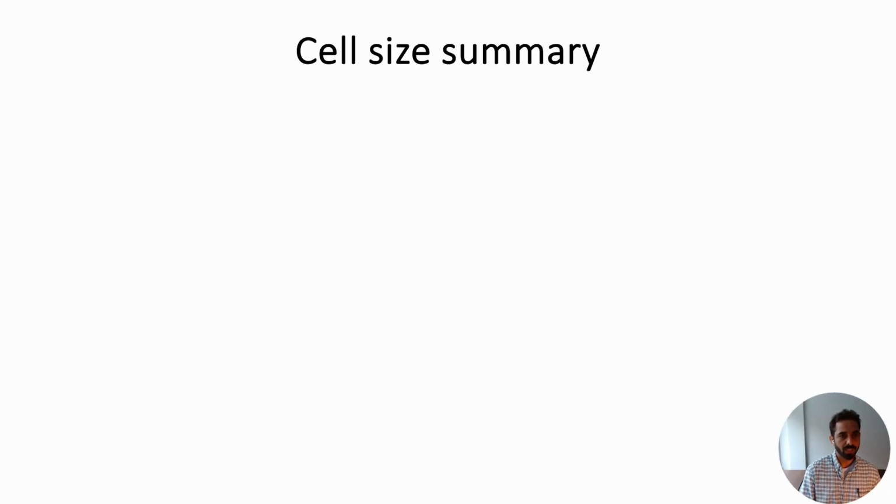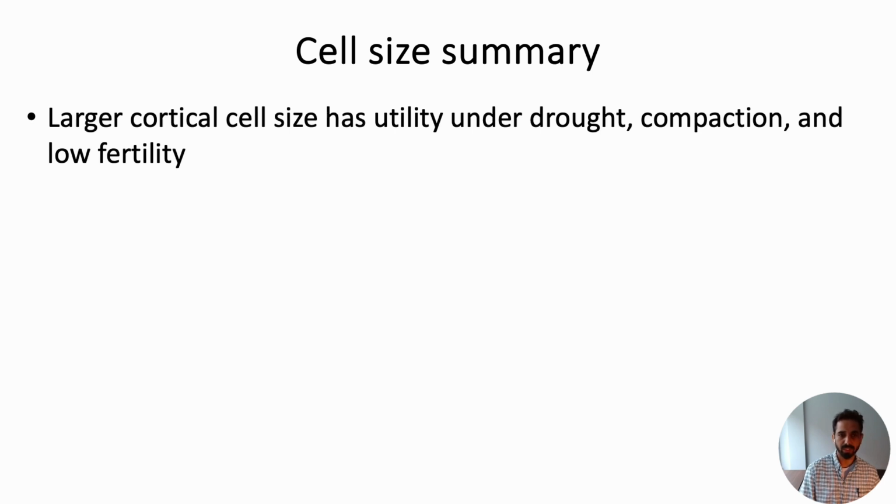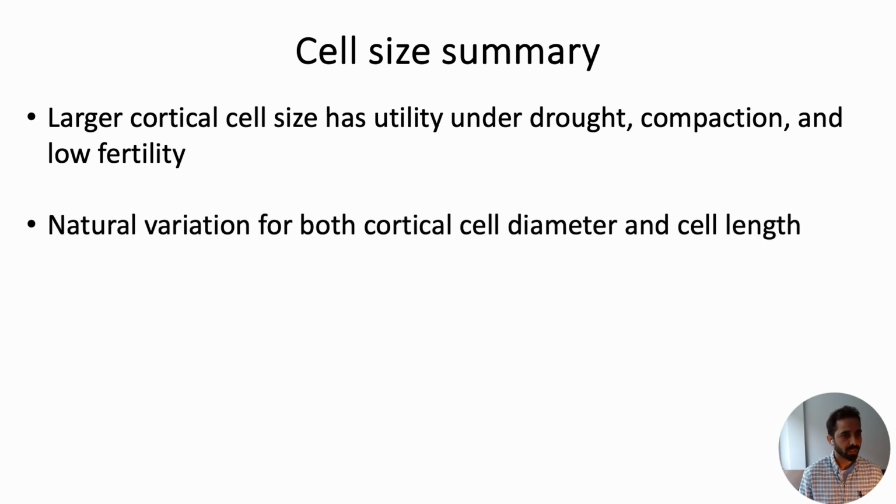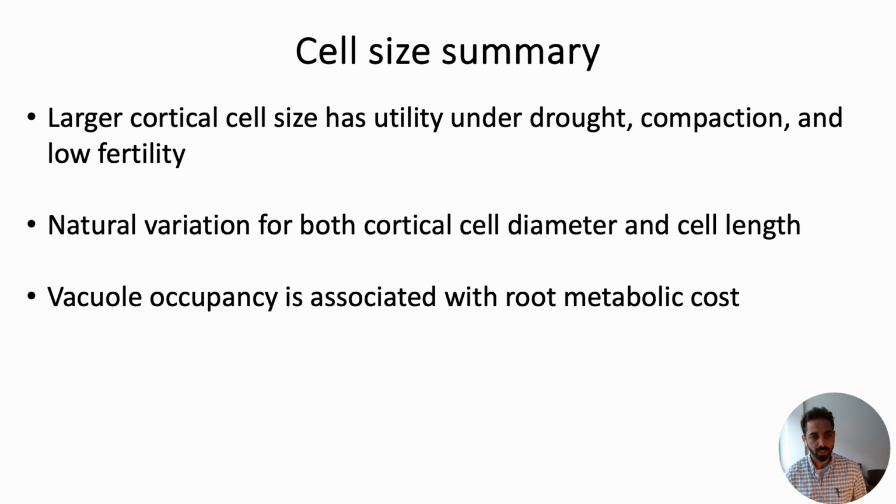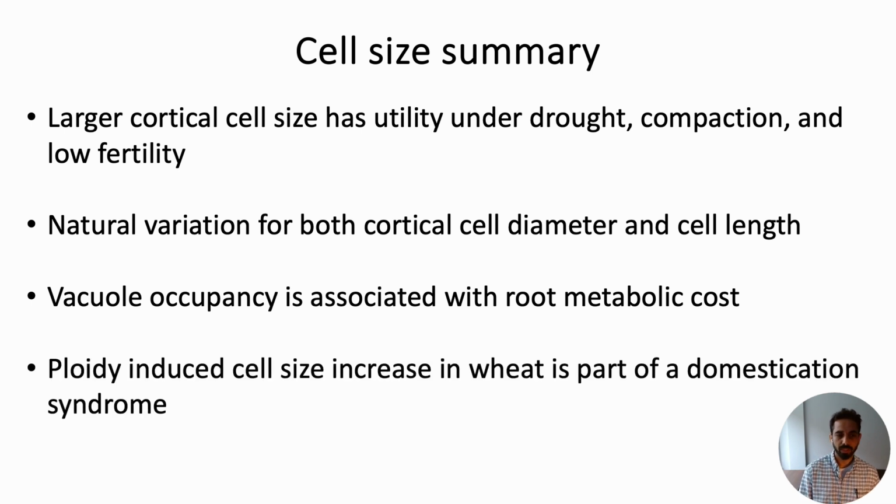And just to summarize, larger cortical cell size has utility under drought, compaction, and low fertility, because it reduces the energy needed to explore soils. And then we have natural variation for both cortical cell diameter and length. We have seen this in maize and wheat, but we predict it in other species as well. Vacuolar occupancy is the main mechanism by which cell size leads to reduction in root metabolic cost. And then ploidy-induced cell size increase in wheat is a part of a domestication syndrome, which I didn't really explain in this talk, but will be coming out as a preprint soon.